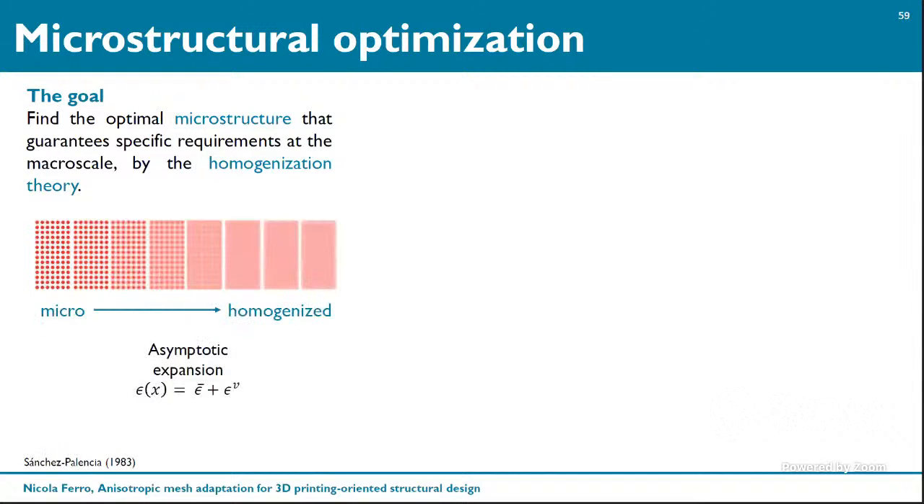By means of the homogenization theory, what we want to do is to move from the micro scale, the design of the unit cell that we want to repeat periodically in space, to the homogenized scale, the macro scale where we see everything without magnification. And this can be done by using standardized asymptotic expansion and by use of the homogenization theory.